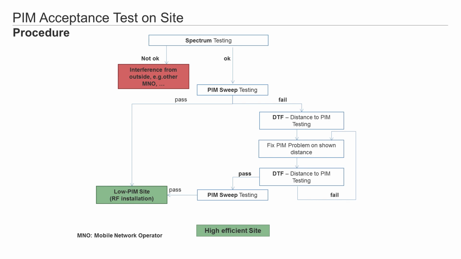PIM testing on a site should always start with the spectrum analyzer. As the system ultimately installed includes an antenna, we are testing in what is known as an open system. Different signals can be received by the antenna. If the spectrum analyzer shows no noise in the RX band, a PIM test can be started.